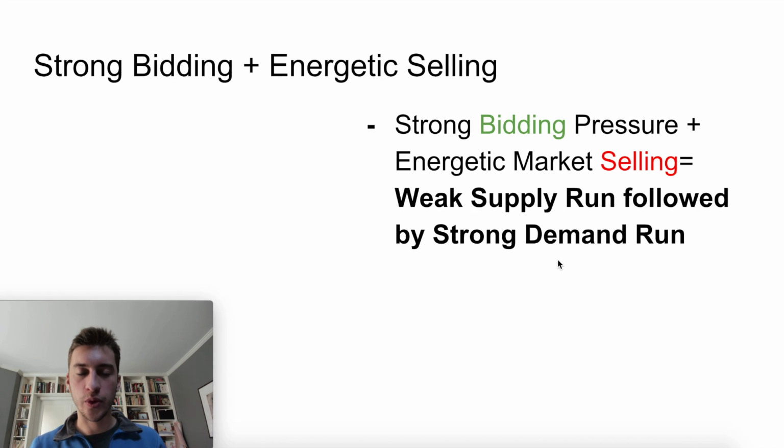And same thing here, this would be price slowly going down in a small red candlestick and volume being very high in a downtrend. And this is probably going to be followed by a swift bullish move to the upside.